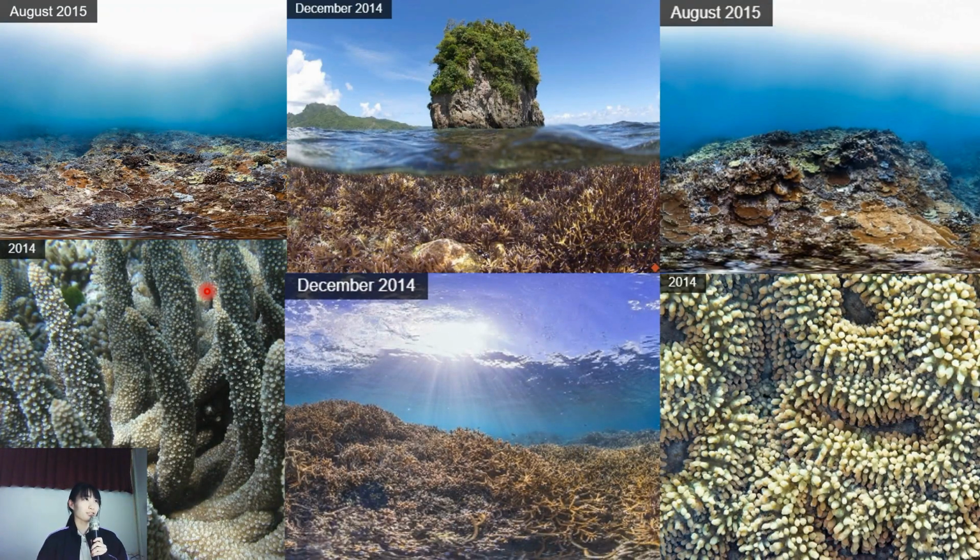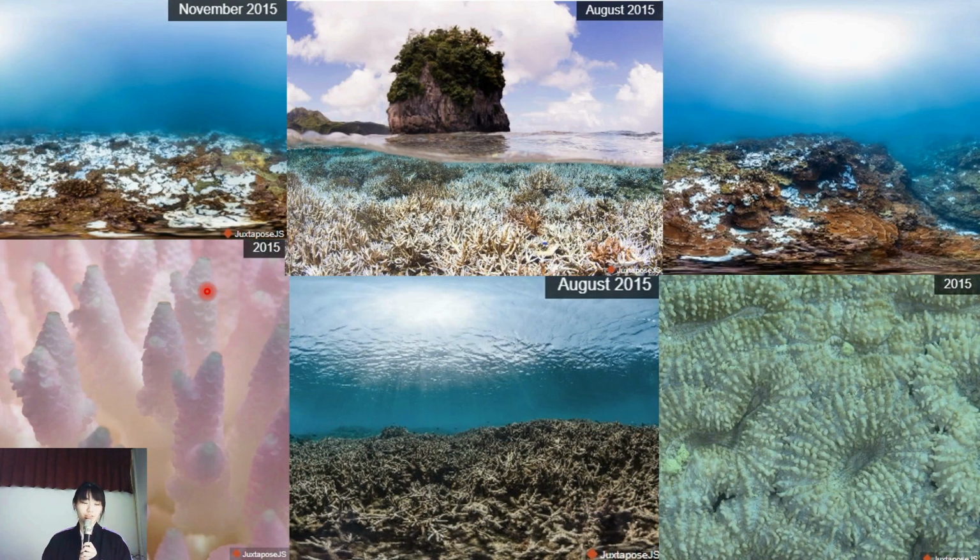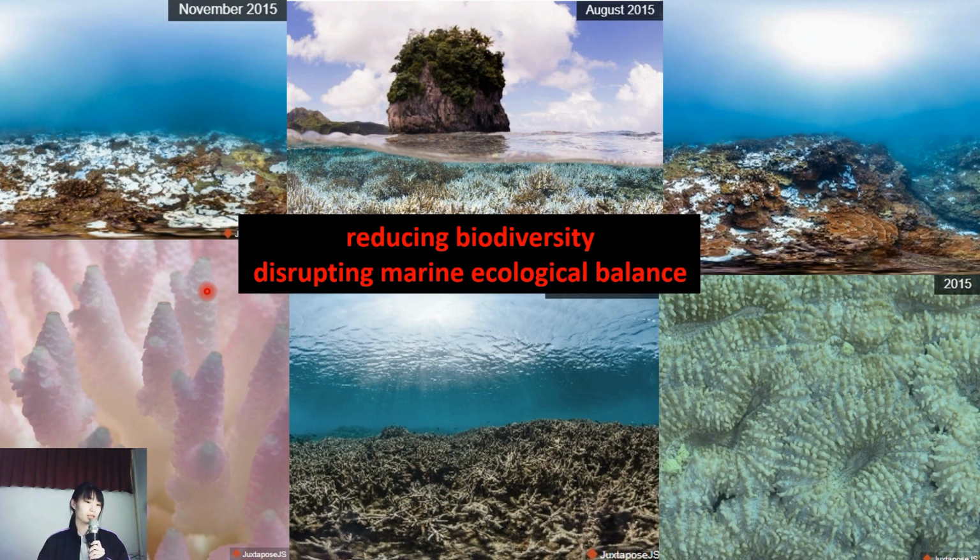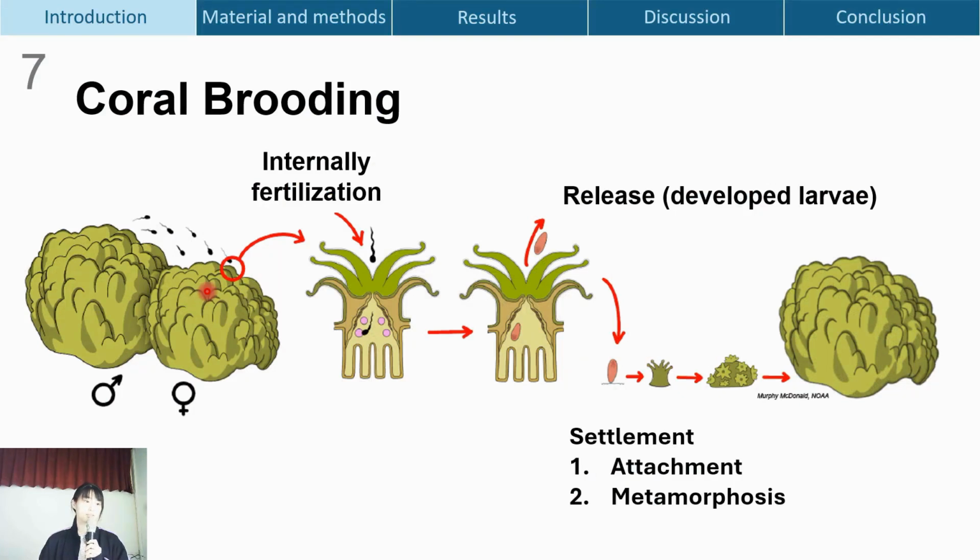And again, I don't want to spend time explaining coral reef bleaching. I'll just show you the picture. And the bleaching causes biodiversity reduction and disrupts the marine ecological balance.